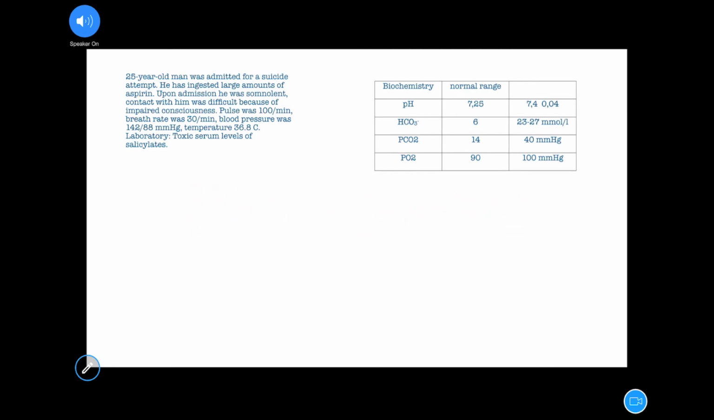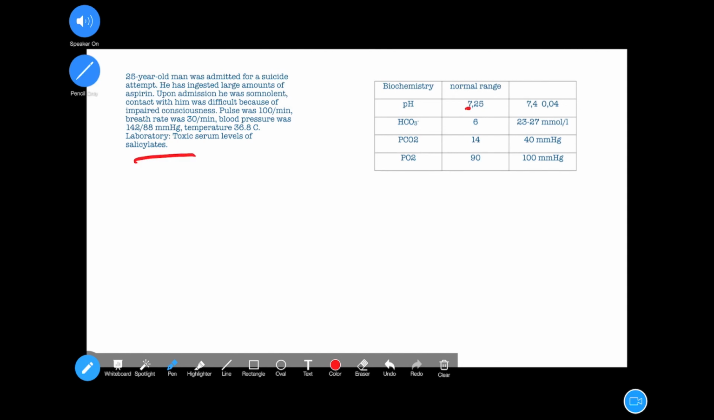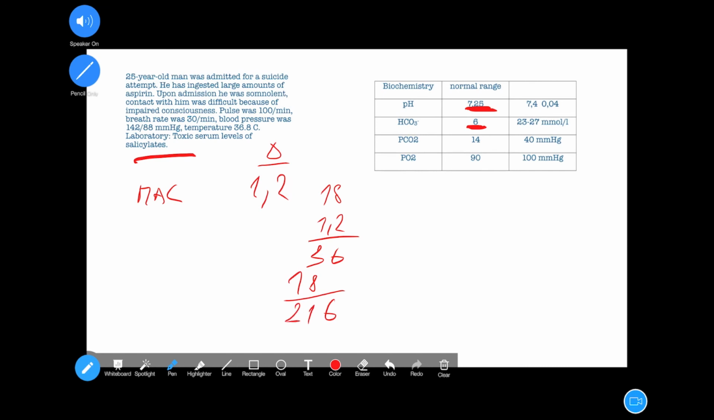We got this 25-year-old man admitted for suicide attempt. So he has lots of salicylates in himself. So we expect this is acidosis. It fits with it. So we got metabolic acidosis. The formula says for every delta you should multiply it by 1.2. So 18 times 1.2 is 21.6, and that's why the CO2 should be decreased by about 21.